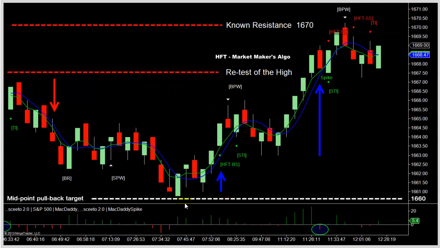Now we see the follow through off the pullback to 61, where the market pauses slightly before retesting the high, goes on to trade above the high, and auctions up to the known resistance at 1670. Now you can see the order flow events which occur when price rallied to 1670.